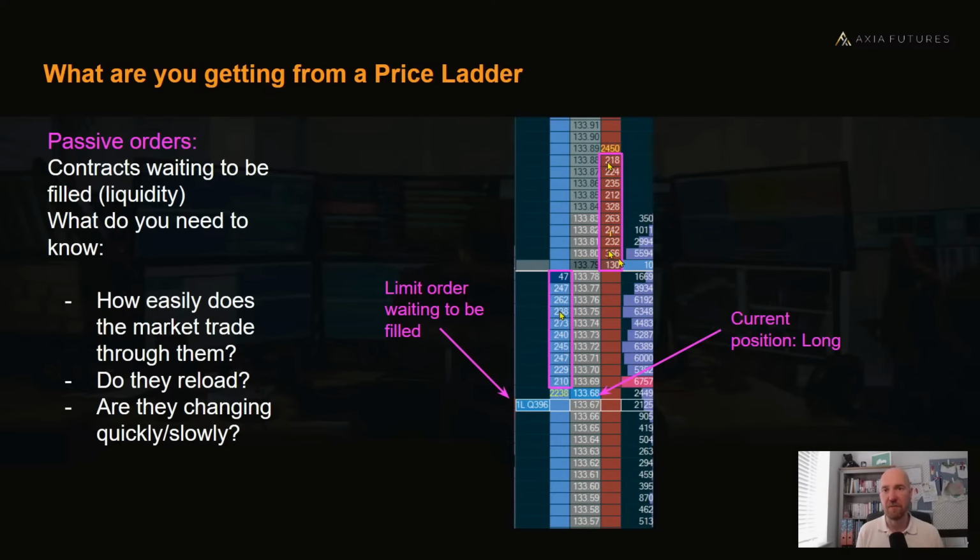So what you're interested in from these orders is not necessarily knowing where the large ones are. They can be useful at certain times. But really, what you want to know is, when the market trades into them, do they come back quickly? Do those orders reload?